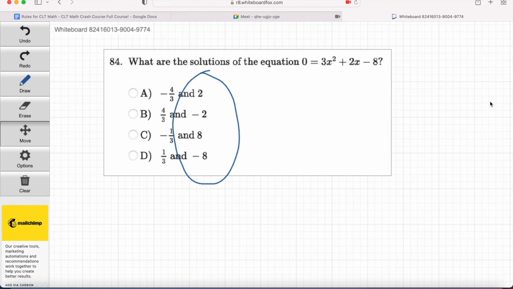If negative 2 works, it's B. If 8 works, it's C. If negative 8 works, it's D. Does that make sense? Yes. This is much easier than it looks. We don't have to do the quadratic formula, and we don't even have to test the fractions. Okay. So let's start with answer choice A. We'll start with plugging in a 2. Let me see you work that out.